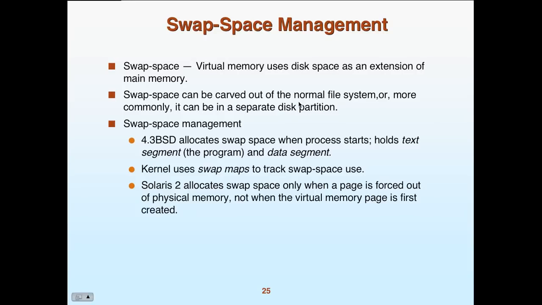So in terms of swap space management in 4.3 BSD, which is actually an older version of the BSD that the Mac systems actually use, it allocates the swap space when a process starts, holds the text segment, or the program, and the data segment, and actually kind of uses it natively while the program processes are actually running. The kernel uses the swap maps to track swap space use. Later versions allocate swap space only when a page is forced out of the physical memory, kind of like what we talked about with the virtual memory management. Not when the virtual page is first created, but only after we run out of memory.